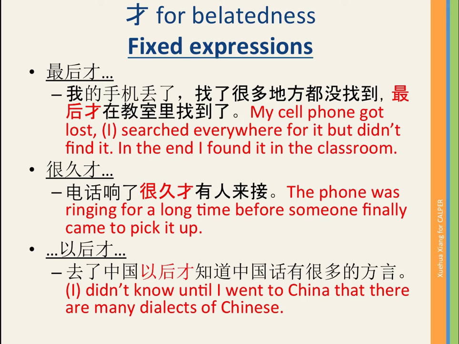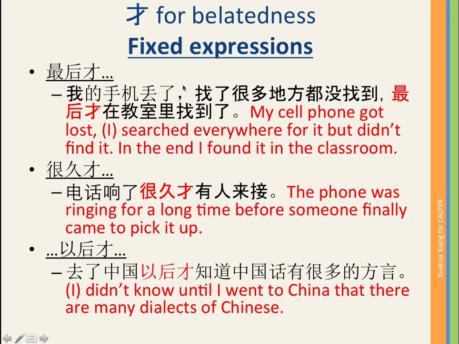For example, you lost your cell phone, you looked for it everywhere, and only at the very end you find it in a classroom. So it goes like this. 我的手机丢了. My cell phone got lost. 找了很多地方都没找到。最后才 in the very end, 才在教室里 in classroom 找到了 found it. This is a natural example from actual usage by native speakers.